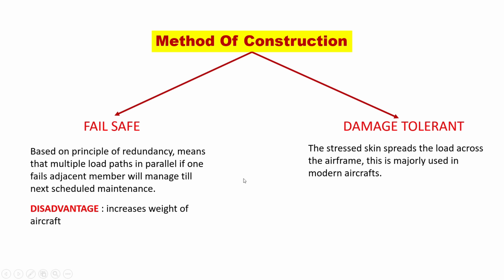And there are two methods of construction. First one is fail-safe method. Second is damage tolerant. Okay, if someone asks you what is the method of construction, there are two methods of construction: fail safe and damage tolerant. Okay, fail safe, fail safe is as the word it is, fail safe. But that does not make sense. If something has failed, how is it safe, right?